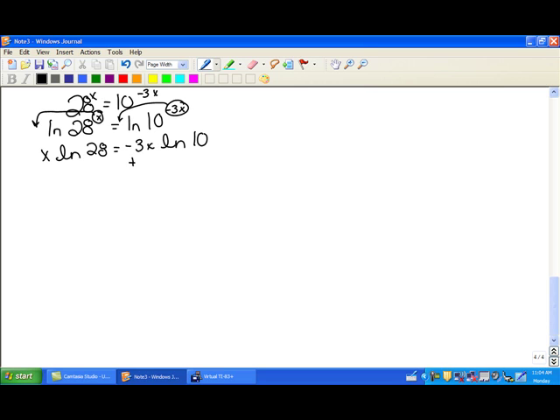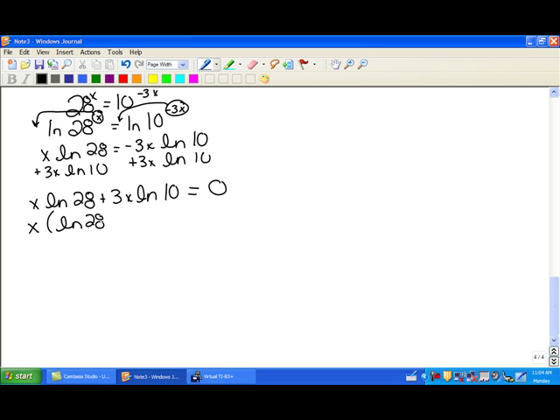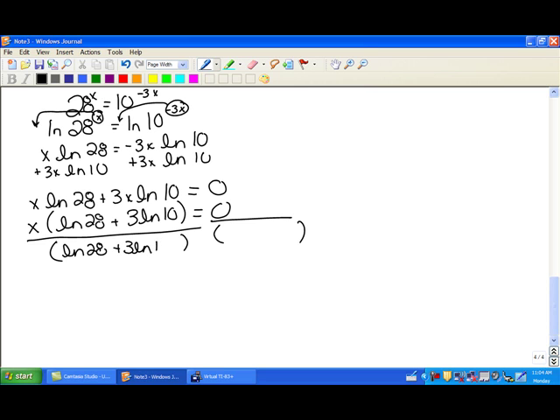We get the x terms to the same side by adding 3x natural log of 10 to both sides, which is going to give us x times the natural log of 28 plus 3x times the natural log of 10 will now equal 0. Factor out the x: x times the natural log of 28 plus 3 natural log of 10 is going to equal 0. Now to solve for the x, all we have to do is divide both sides by the parentheses, and that parentheses is going to be the natural log of 28 plus 3 natural log of 10.